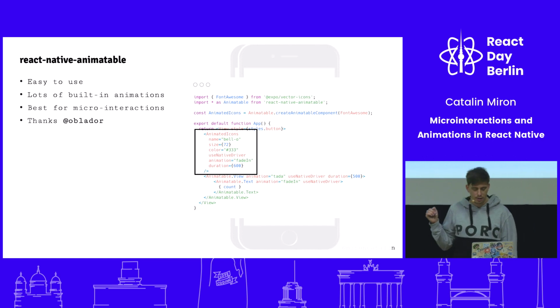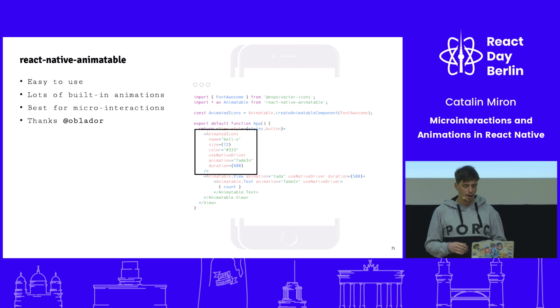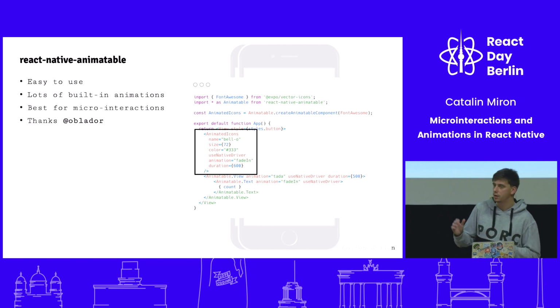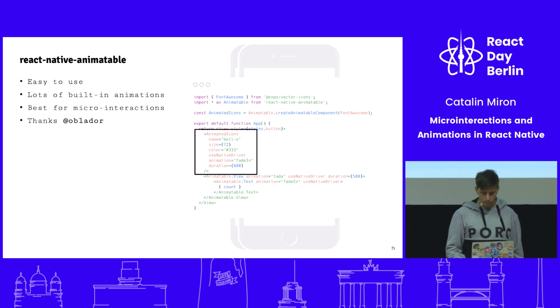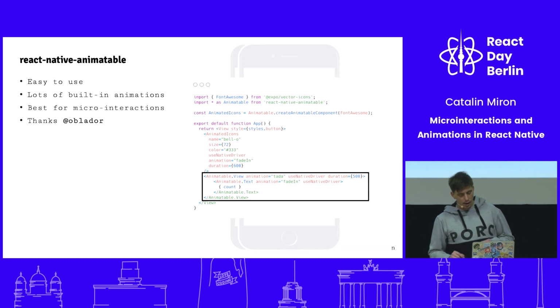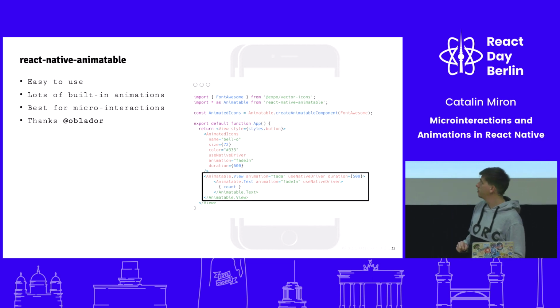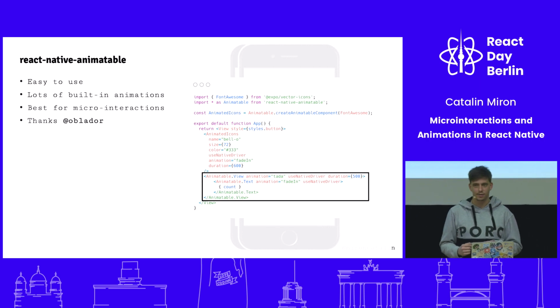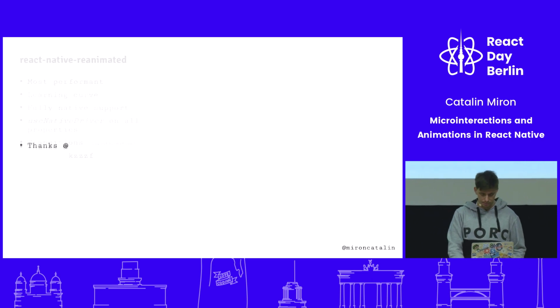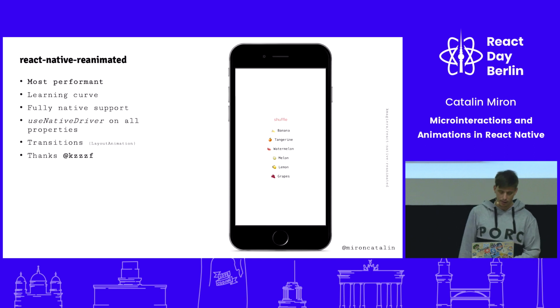And here I'm passing the use native driver and the fadeIn animation with a duration there. And for the badge itself, I'm using the tada animation, which is like if you're shaking your head. And I'm also specifying a duration for that, which is half a second. And that was the result.